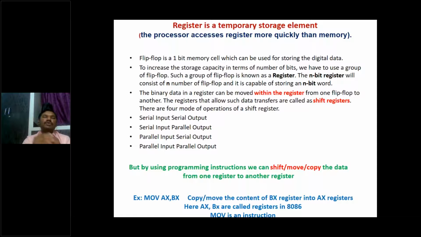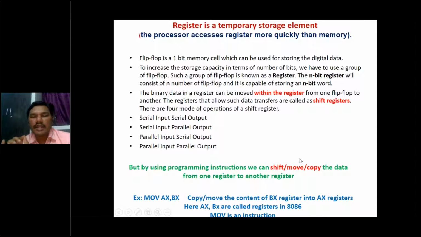Suppose I want to store, as I just told you, today we have up to a maximum of 64-bit or 32-bit registers. To store 32 bits, we need to take 32 flip-flops. It means an n-bit register will consist of n number of flip-flops. That is the capability of the register. A 16-bit register needs 16 flip-flops. Understood? So this is the story about this.